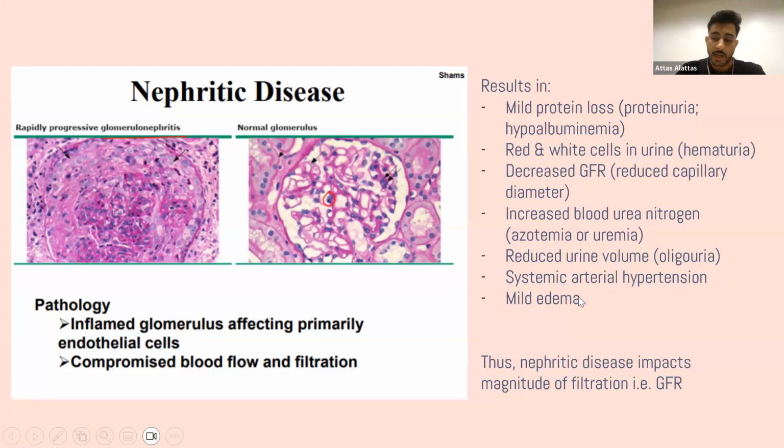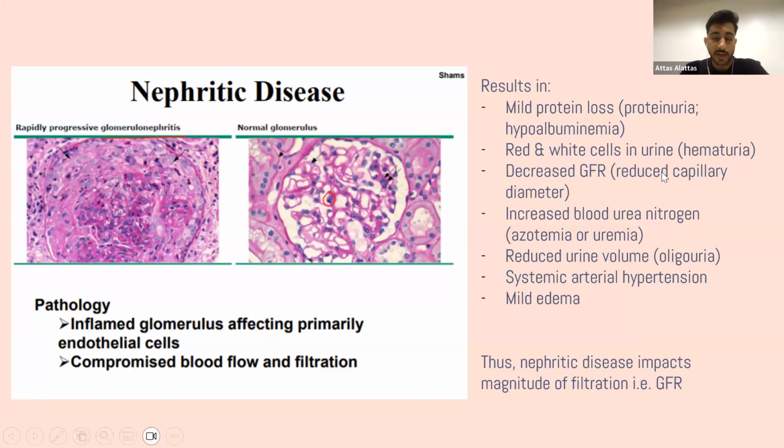So again, in nephritic, the injury is where? It is in the endothelial cells. These endothelial cells prevent the cells from being filtered. Now, because this layer is injured, cells will be seen in the urine. This is what's written here. Red and white cells will be seen in the urine. And because the glomerulus itself is inflamed, there will be less blood going into the kidney, and because there's less blood going into the kidney, the GFR will be reduced.